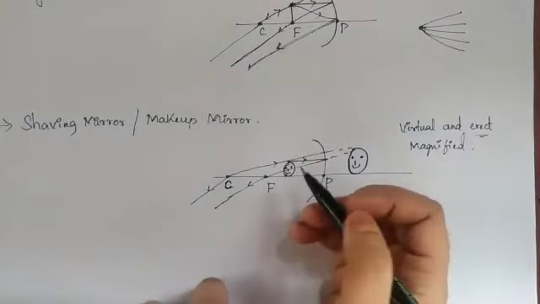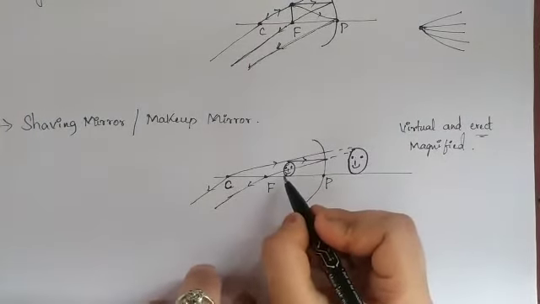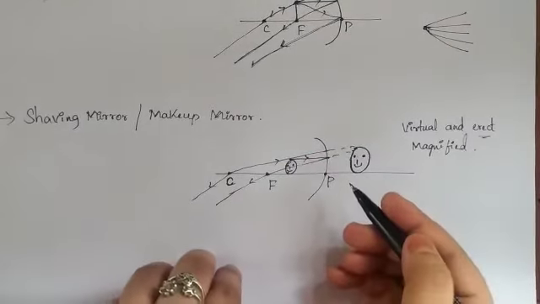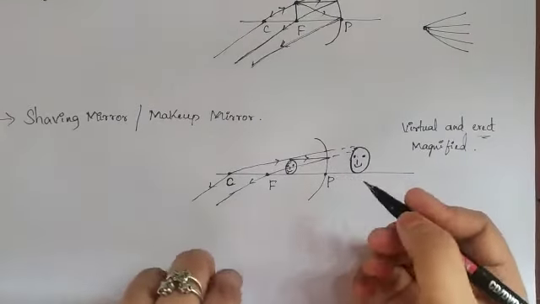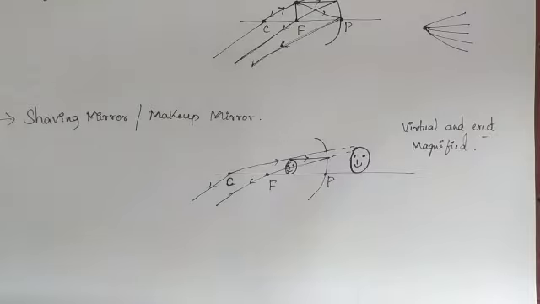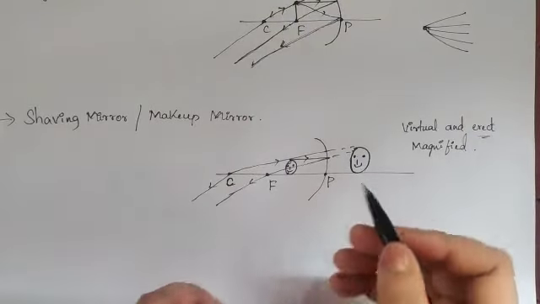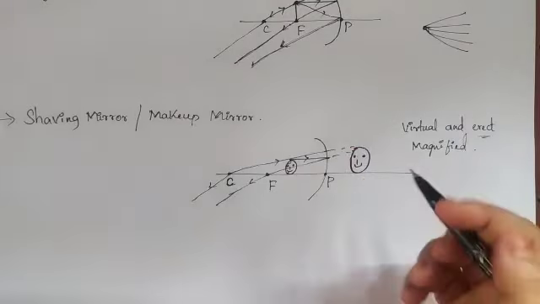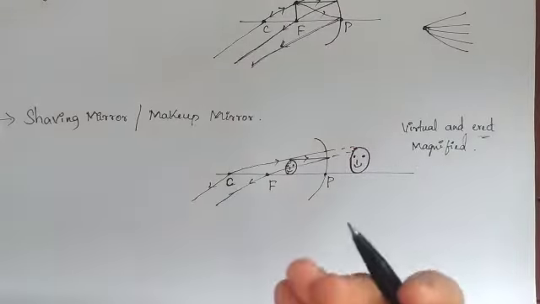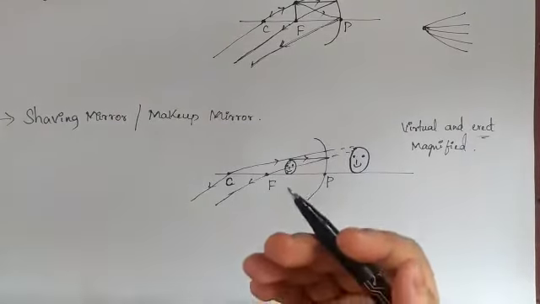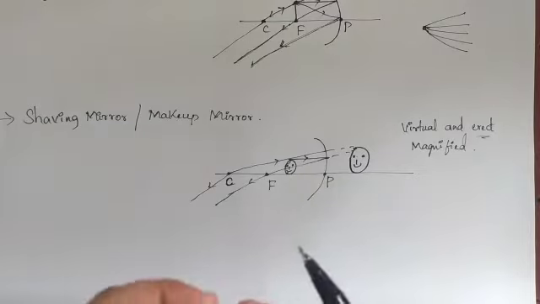Whenever the distance between you and the mirror increases, you can see that your image is formed inverted. So whenever you are near to the makeup mirror or the shaving mirror, only then is your image erect, that is, in the upright position. Whenever you move away from that mirror, you will see your image in an up and down position. Okay, so that is one.